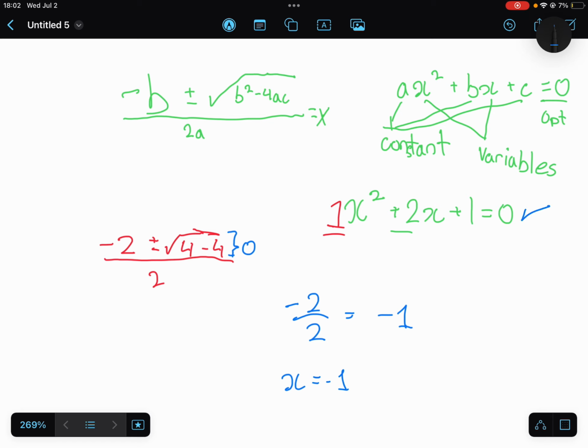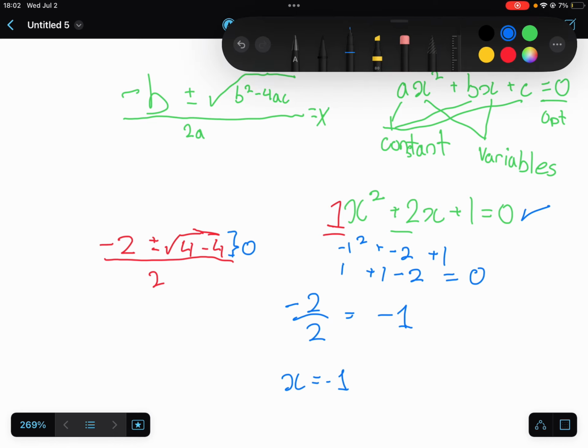Now, let's plug that in. Negative 1 squared plus negative 2 minus plus 1. So, 1 plus 1 minus 2. That equals 0. So now we know that we are correct.